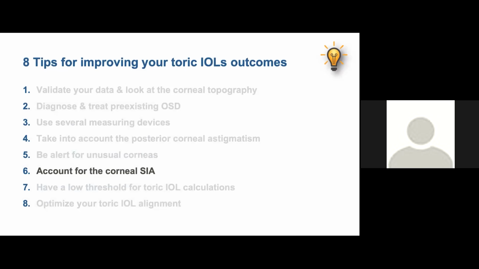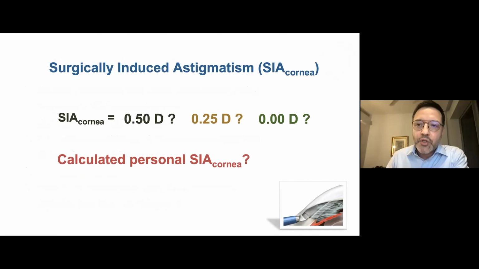Now, what about the corneal SIA? Should we use a fixed ratio for our corneal SIA? So should we use 0.5, 0.25, maybe 0? Or should we calculate our own personal corneal SIA? And the answer to these questions is not so simple as one might think.